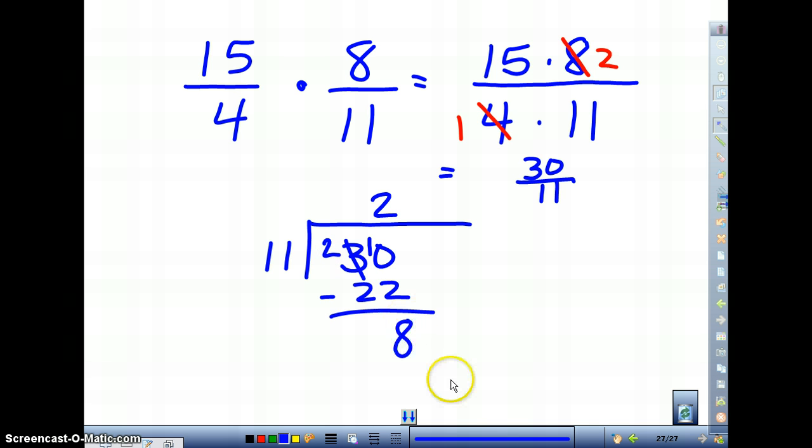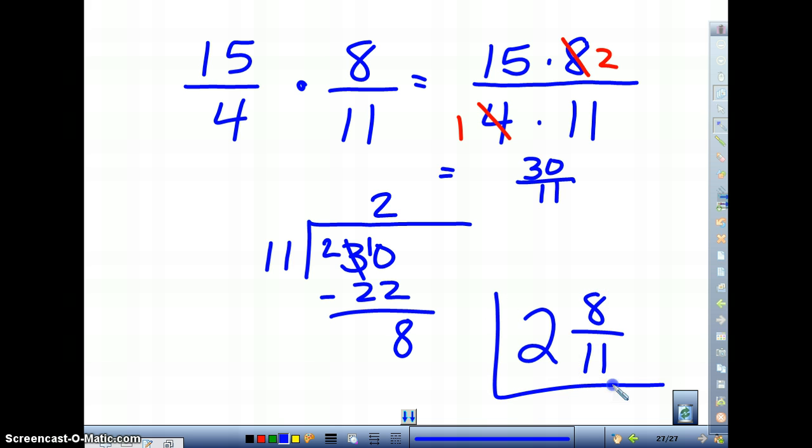My final answer is 2 and what? What's my remainder? Put it in fraction form. 8/11ths. And we're done. Okay?